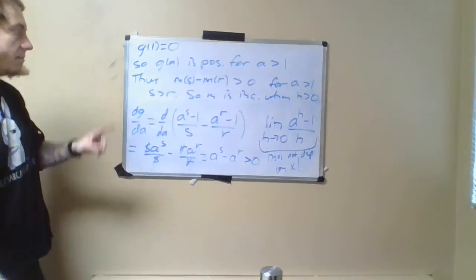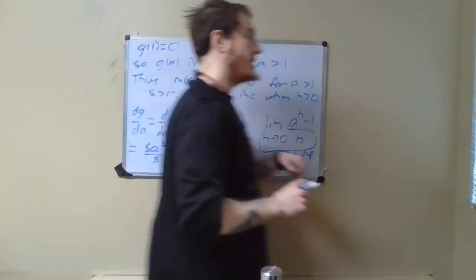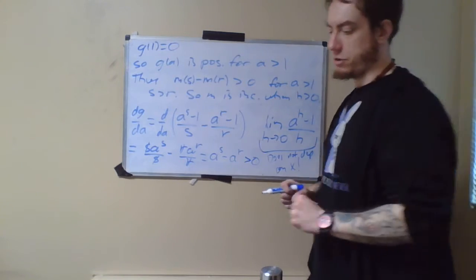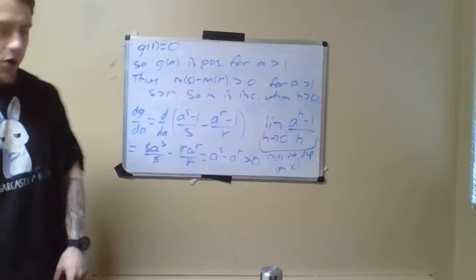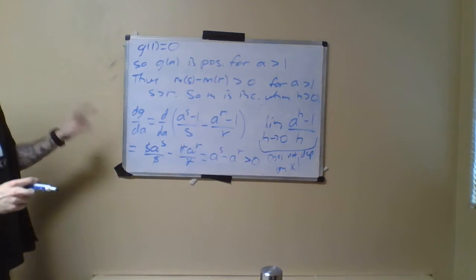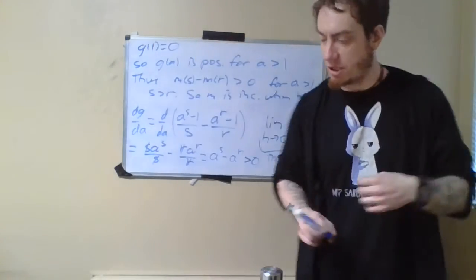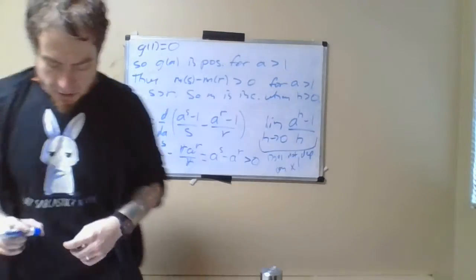Now, we can go through the same kind of argument to show that for h less than 0, it's also increasing. So a similar type of argument will establish this. Now, that was quite the roundabout way of doing things. But there we go. We've got this established now. So what do we want to do next?